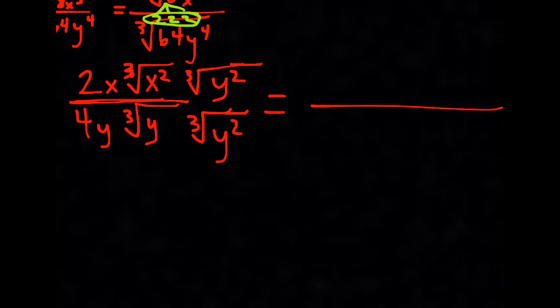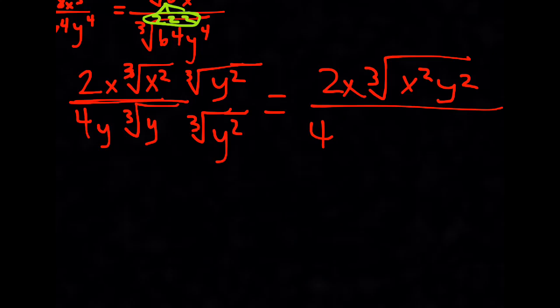From here, what I have on the top, I've got 2x. When I multiply cube roots, it's the same thing as the square roots. I'm going to have x squared and y squared on the inside. Then on the bottom, I've got the 4y. If I multiply the cube roots together, I would have y times y squared.